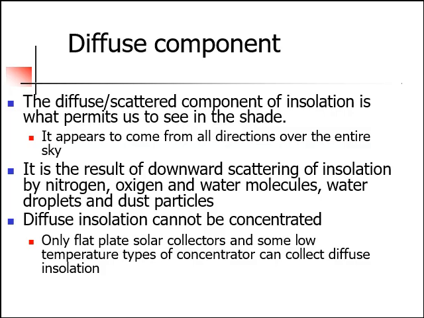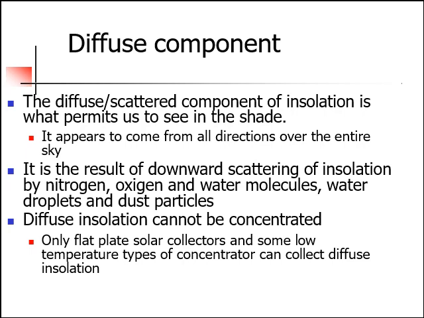So other than the direct component, on a cloudy day or in a high moisture environment, the type of solar irradiation we are going to see is the diffused or scattered component. It can be diffused or scattered. That's why we can see in the shade. Okay? So it's like the light is deflected from the other sides.